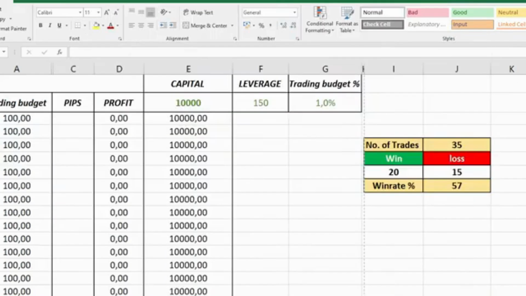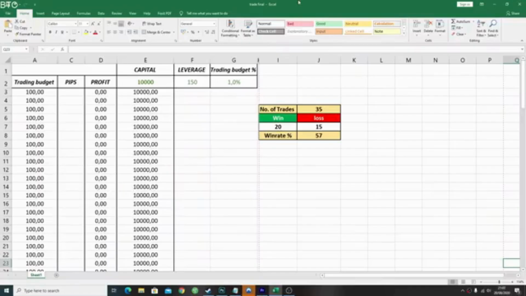For this backtest, I'm going to start with a capital of $10,000. And for every trade, I'm using 150 times leverage. But I'm only trading with 1% of my capital per trade so that I would not blow up my account. This means that I would only risk 1% of my capital per trade. This Excel sheet also automatically counts your new capital after you trade.